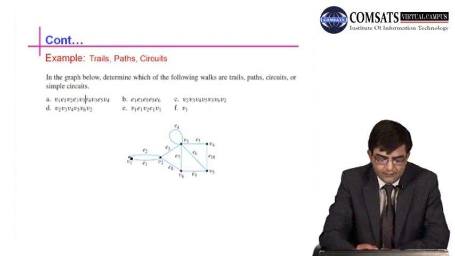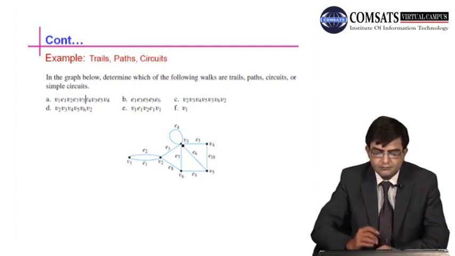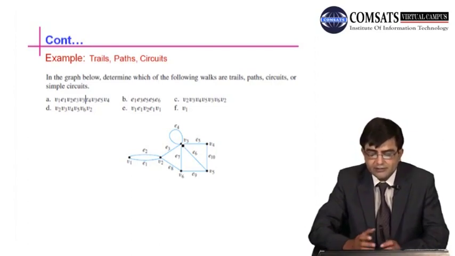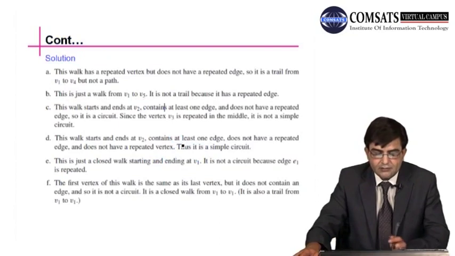V1 E1 V2, E3, V3, E4, and we again reach E3, E5 and V4. So first of all, this is a walk from V1 to V4. Now what is this walk, whether it is a trial, path, circuit or simple circuit?